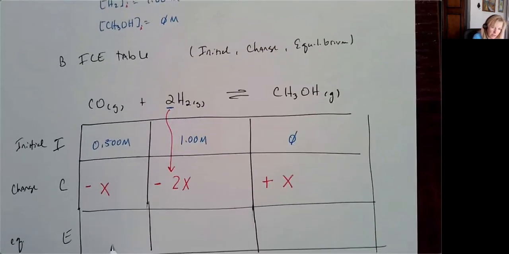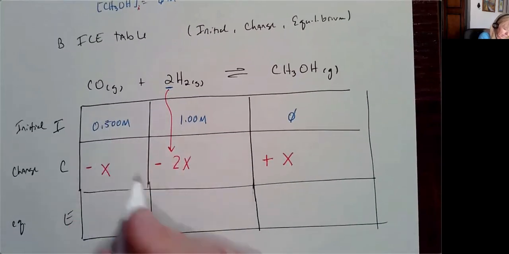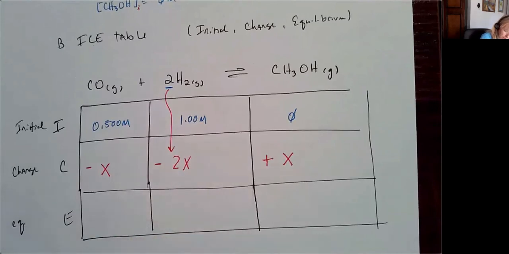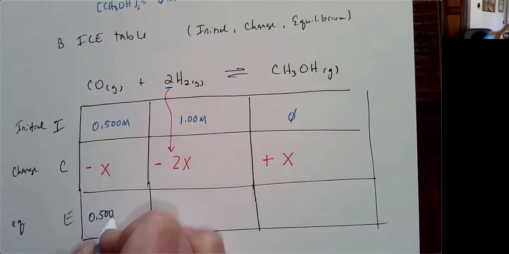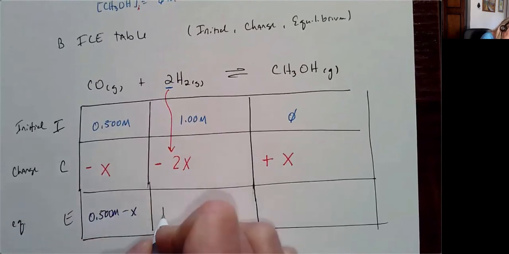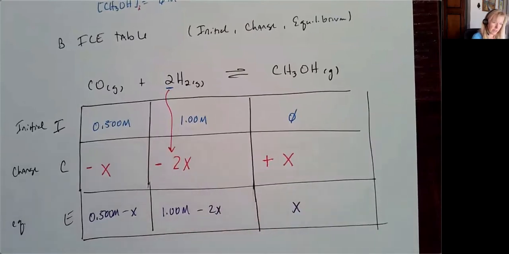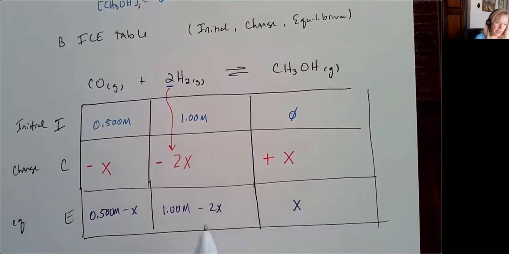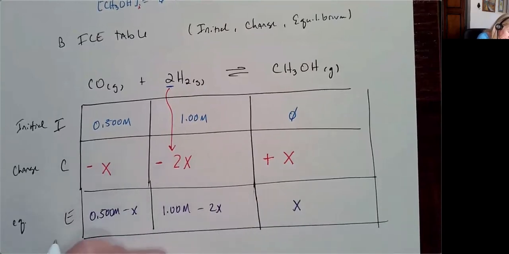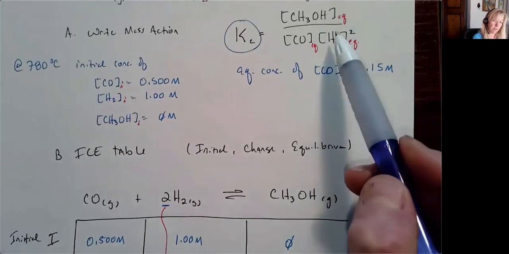So then my equilibrium is, I'm just going to add these 2 columns together. So my equilibrium here, we'll do this in purple. 0.500 molar minus X. This is 1 molarity minus 2X, and then this is X. And so what I want to do is calculate X. That's going to give me my equilibrium concentration. So this whole row here is going to be my equilibrium concentrations of my substances. Once I get these, then I can go back and fill them into here.